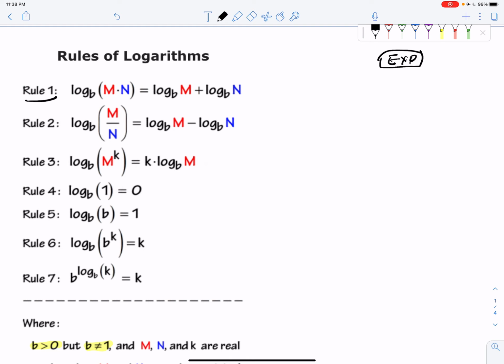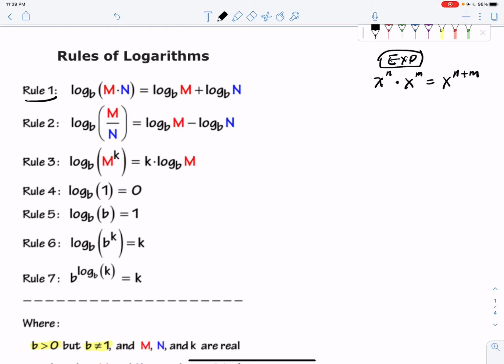Well, in the exponential world, if you had, what variables do I want to use? I'm just going to say x to the n times x to the m. What do you do when you're multiplying two exponents with the same base? You add the exponents. And so look, the reverse of that is happening with the logs here.